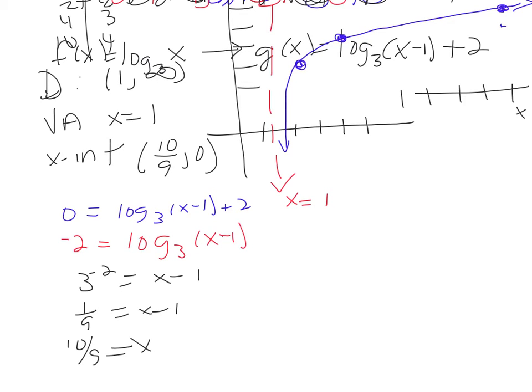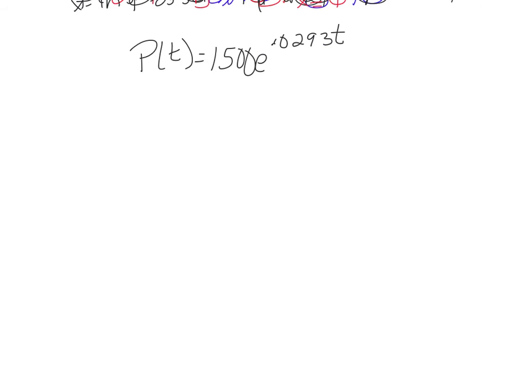Okay, so let's take a look at the last one, number 20. Number 20 says the population of a town increases according to the model P of t equals 1500 times e raised to the 0.0293 t. t is the time in years, where t equals 0 corresponds to 2000. So at time 0, that means it's 2000. Find the population in 2005 and in the year 2010.